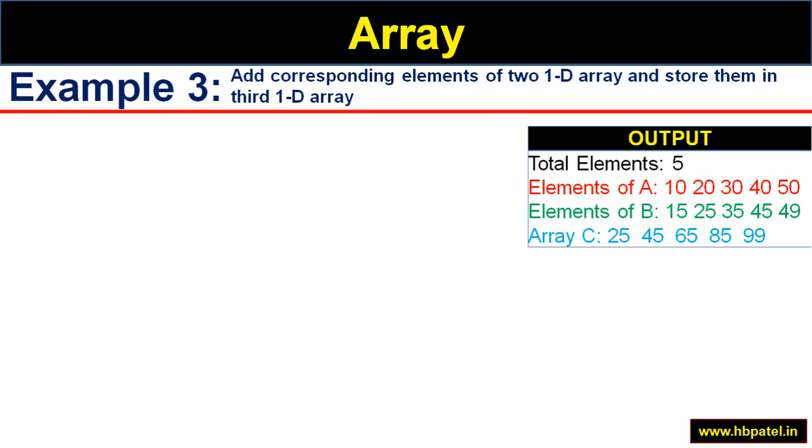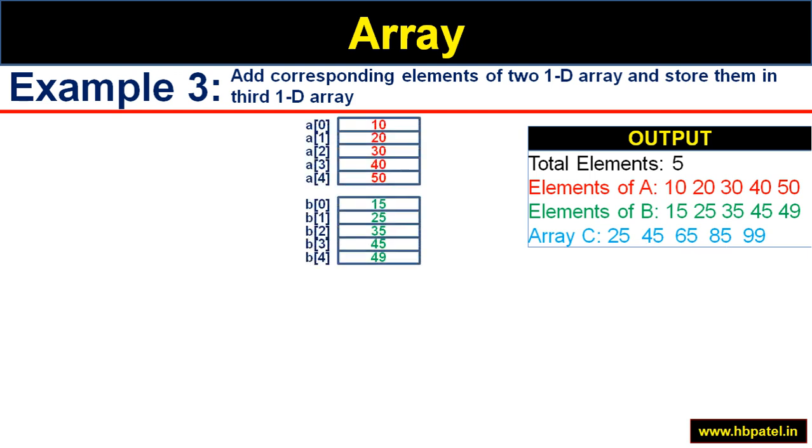This is something what you get in an output. For example, it will ask me to enter the total number of elements. So if I enter 5, then it will first ask me to enter elements of A array. So let's say 10, 20, 30, 40, 50. Then when I enter, it will ask me to enter different elements of B. If I enter 15, 25, 35, 45, 49, then it will give me these as an output. 25, 45, which is nothing but addition of this. 10 plus 15, 25, 20 plus 25, 45, and likewise. So let us see. This is my array A, this is my array B, and this is my resultant array C.